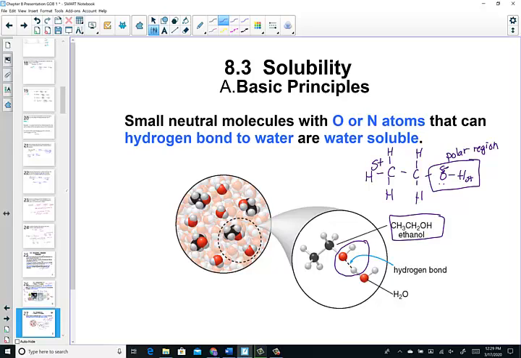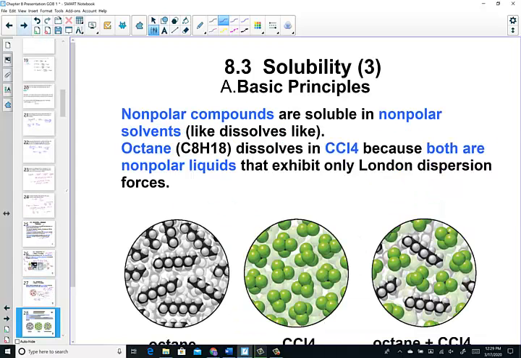So likes dissolve likes. Polar will dissolve with polar. Ionic compounds, which are also charged, will dissolve in a polar solvent as well. But what will not happen is a mix of one of each. A nonpolar with polar simply doesn't form a solution. Nonpolar compounds are soluble in nonpolar solvents.